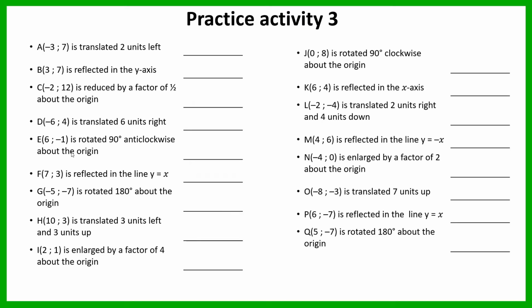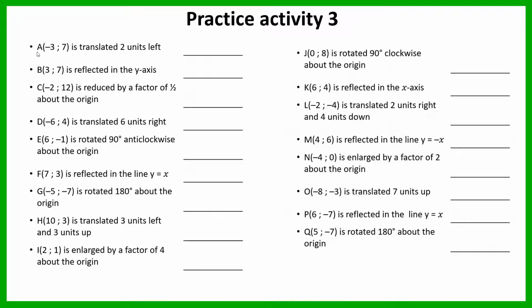Okay, so here you've got all the points and their transformations. You need to work out what the coordinates are going to be of the images of these points after the specified transformations that you can then fill in. And then once you have found those coordinates, you need to go and plot them on the Cartesian plane and join them up in alphabetical order.